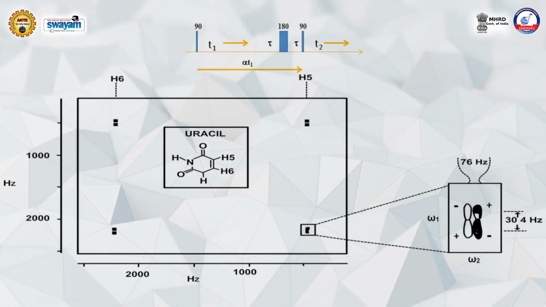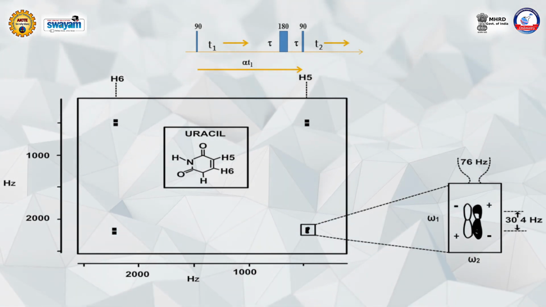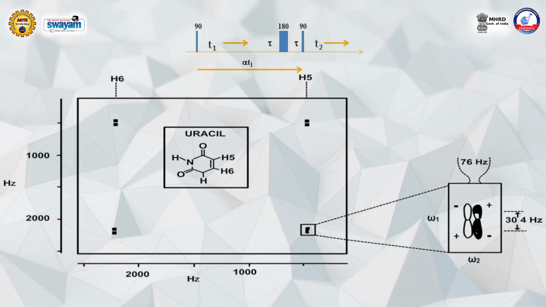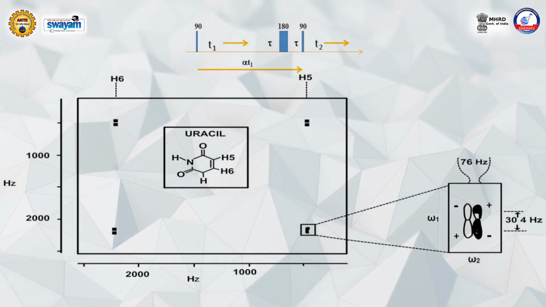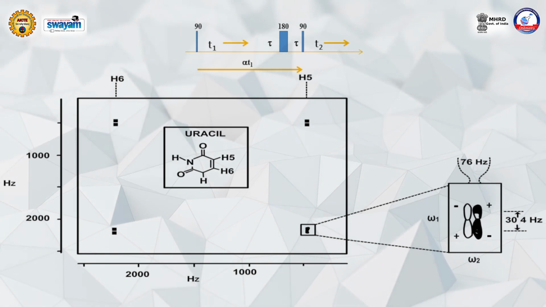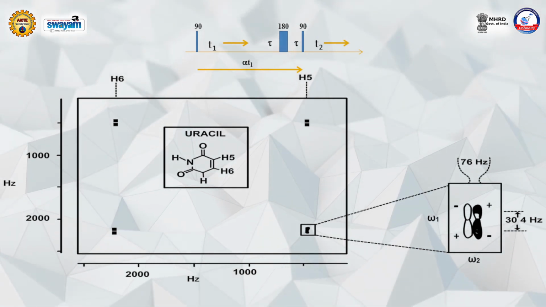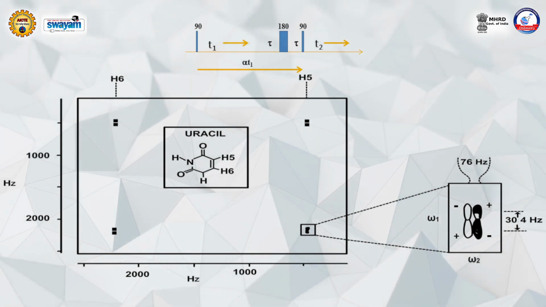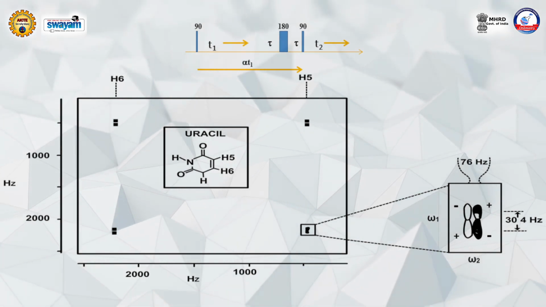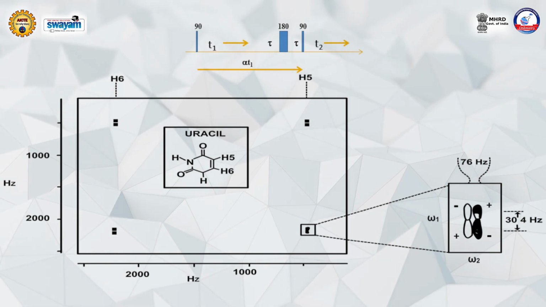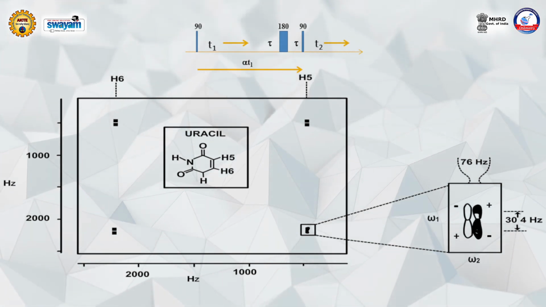So therefore, in the COSY sequence that we had earlier, you introduce a spin echo kind of sequence, tau 180 tau, in between, followed by the 90-degree pulse. So you have T1, tau 180 tau, then the 90, followed by T2. So the two 90-degree pulses are separated by the period alpha T1.